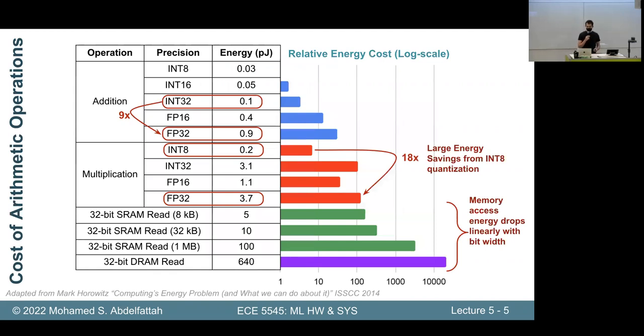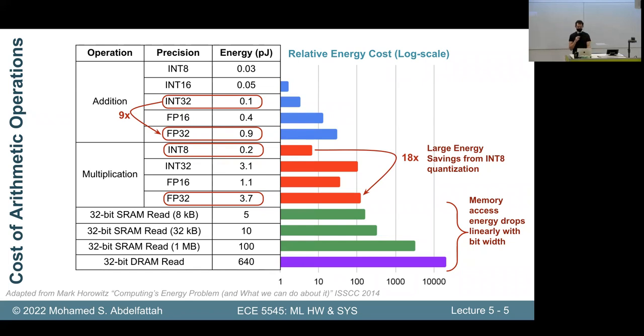So we will talk about quantization. And the main motivation for that, going back to this slide here from the hardware lecture, is that we save a lot of energy if we operate in lower numerical precision. So you see here how, going from FP32 to int32 addition, we save about 9x in energy consumption. The same is true in multiplication, where we can save almost 18 times the energy between int8 and FP32.